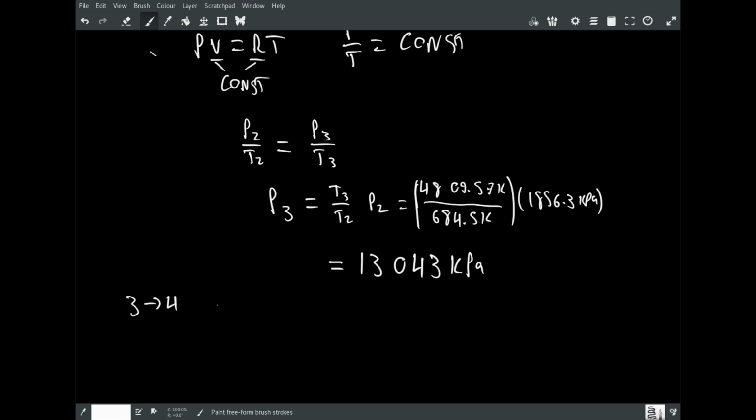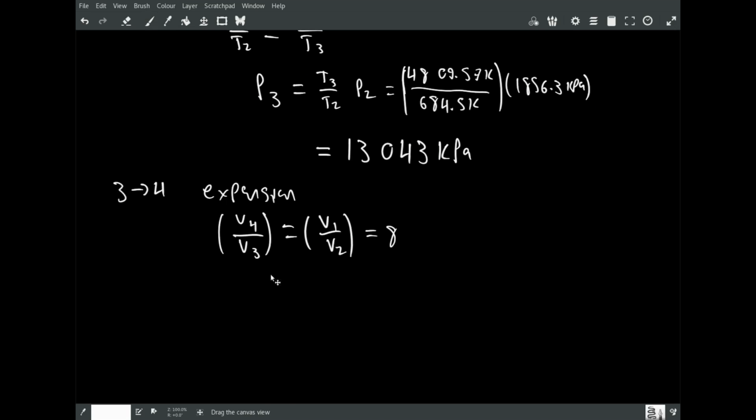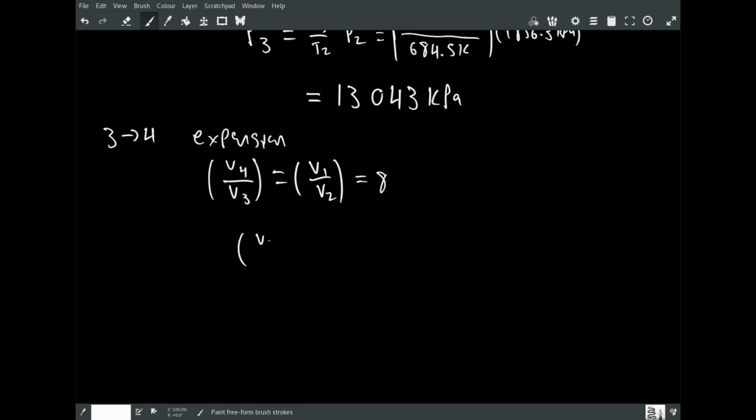Next, 3 to 4, we have expansion. And once again, this is going to be isentropic, so we can use those isentropic relationships. In this case, we have V4 over V3 equals V1 over V2 equals 8. And in addition to that, V4 over V3 equals P3 over P4 to the 1 over gamma. Or we can raise both sides to the gamma to get this.